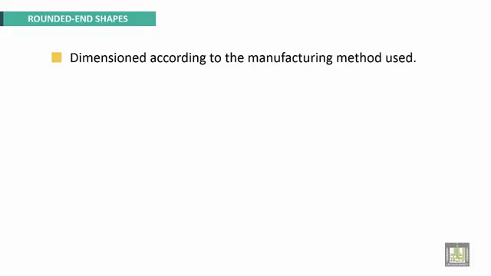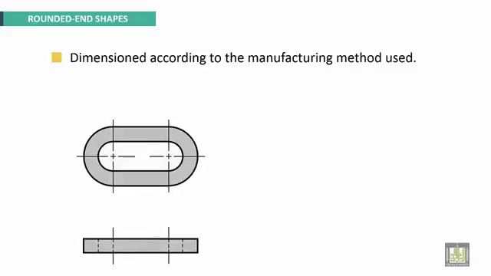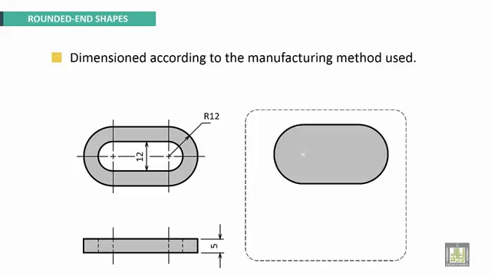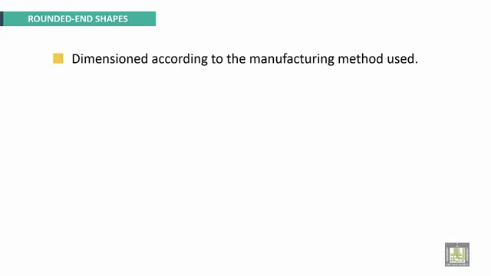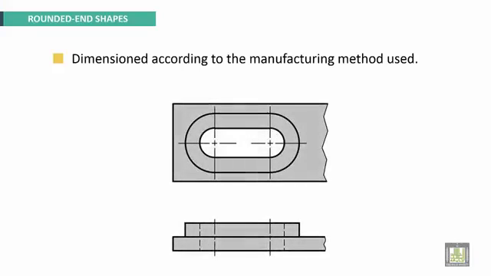Dimension it according to the manufacturing method used also. We have this example, local notes and dimension. To make this hole, we use this milling process. Okay, and we need then center to center distance. Dimension it according also to the manufacturing method used. This is another example. Local notes, okay. And center to center distance is specified.